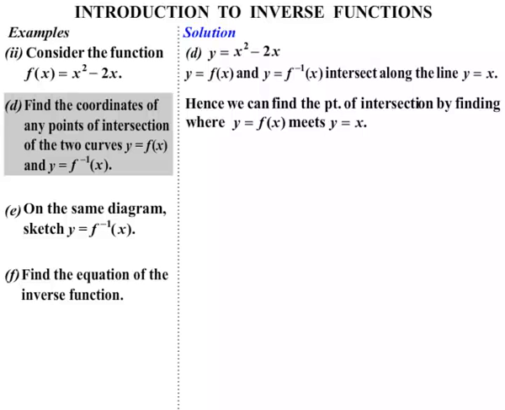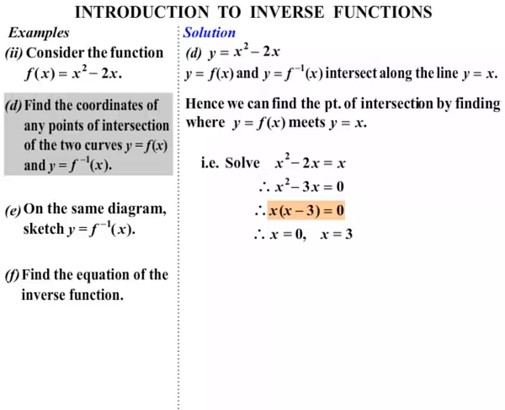So hence we can find the point of intersection by finding where y equals f of x, the original function, meets y equals x. So that's our original function. We're trying to see where it meets y equals x. So we're going to solve x squared minus 2x equals x. So solving that quadratic, let's take the x over, subtract it. x squared minus 3x equals 0. We need to factorize that. Then solving that, we get that x equals 0 and x equals 3.